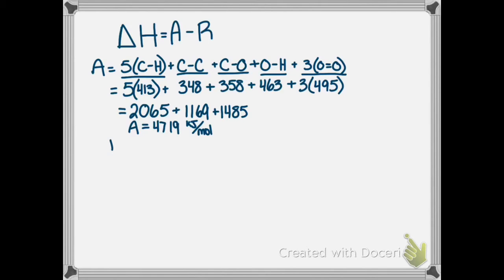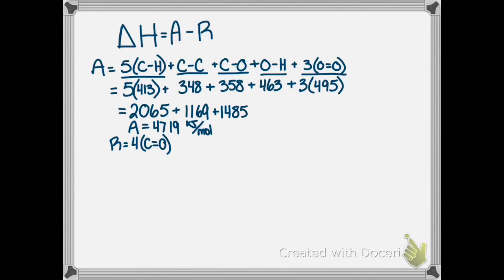We now have our absorbed side, so now we need to find our released side, which means that we need to multiply our carbon-oxygen double bonds. And if we look, carbon dioxide has 2 double bonds between an oxygen and carbon. And since we have 2 sets of those, we need 4 times the C double bond O molecules.